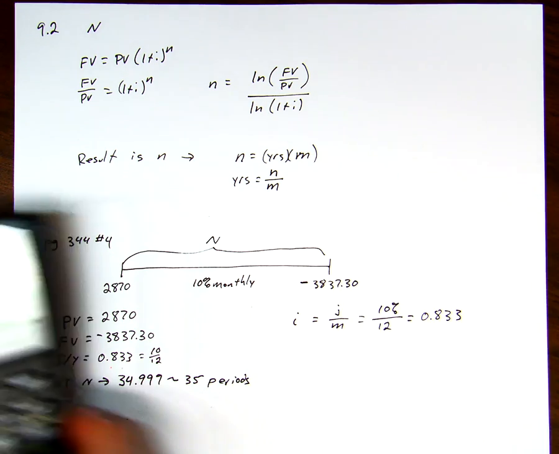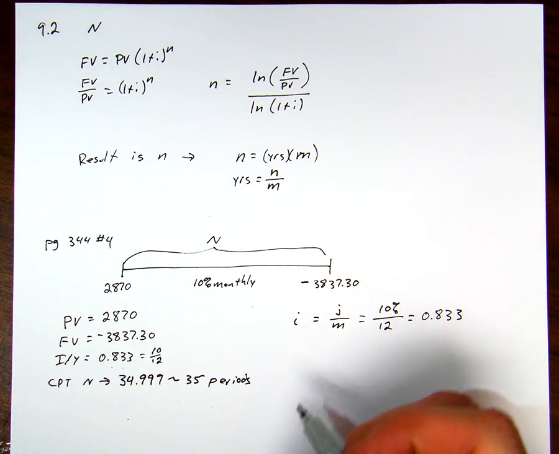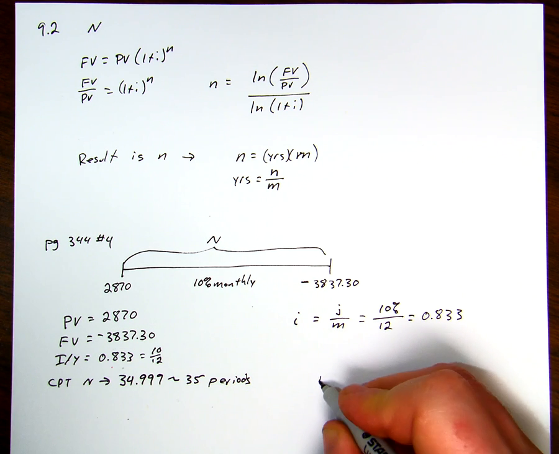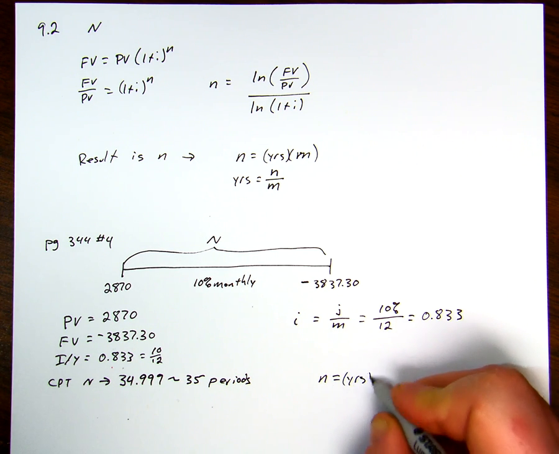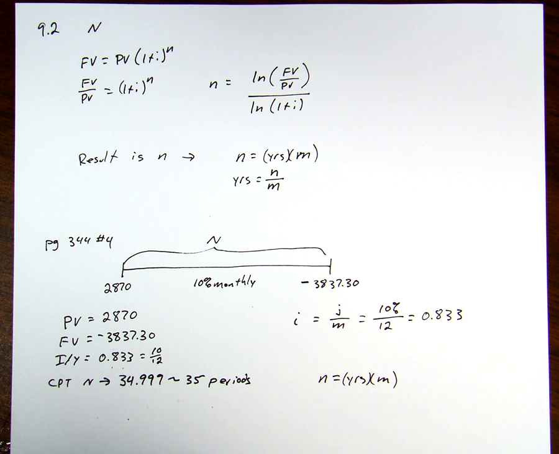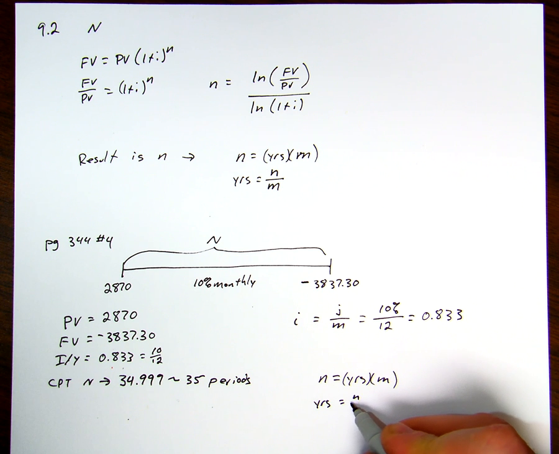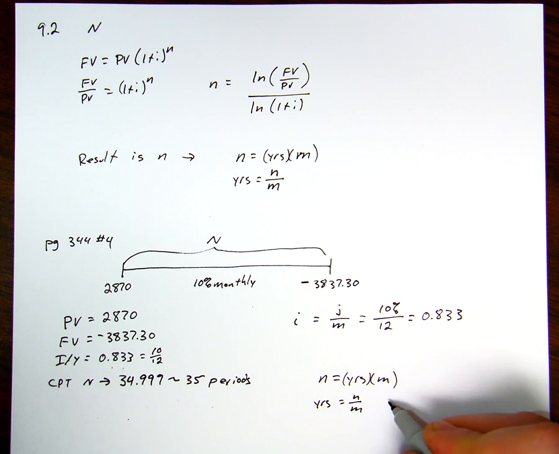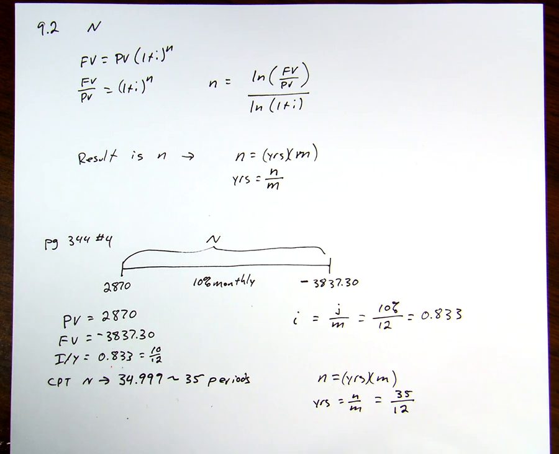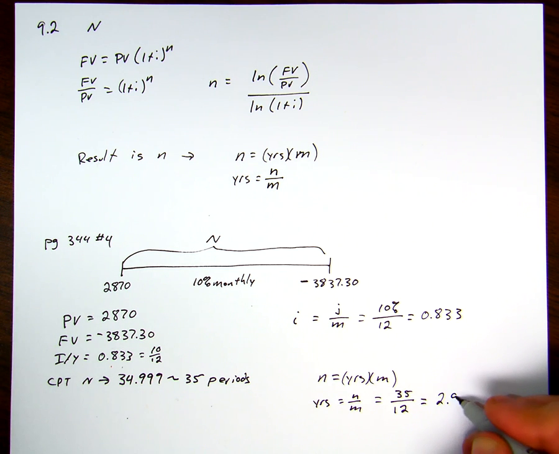We know that our periods we can convert to years. We say n is equal to years times m. Because this is monthly, years is equal to n over m. n is the value we got out of the calculator, so 35 periods over m, which is 12 times per year. This is equal to 2.9166 years.